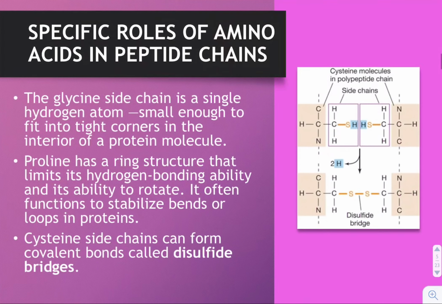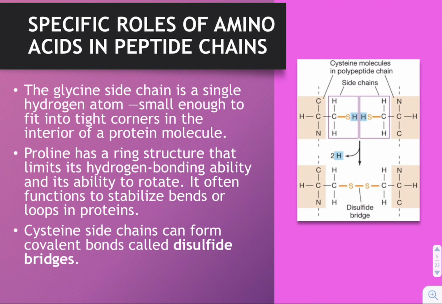Now the specific roles of amino acids in peptide chains. The glycine side chain is a single hydrogen atom, which means it's small enough to fit into tight corners in the interior of a protein molecule, because proteins are highly folded, and we'll talk about that more in a second. Proline has a ring structure that limits its hydrogen bonding ability and its ability to rotate. It often functions to stabilize bends or loops in proteins. So proline is special, and glycine is special.